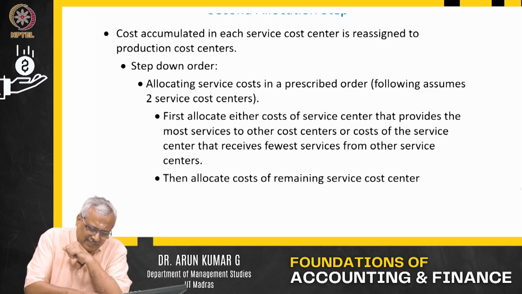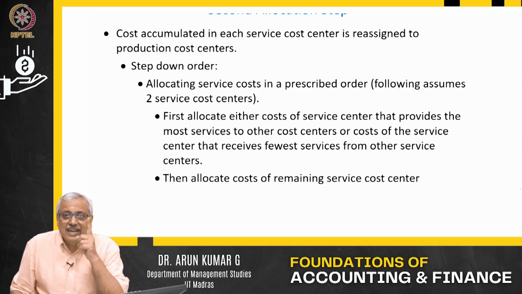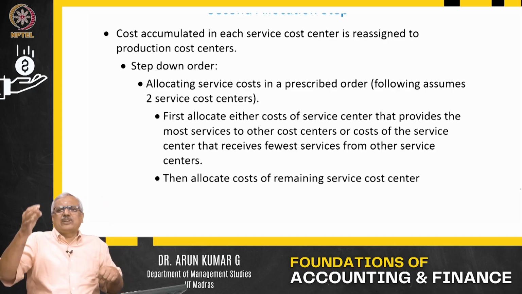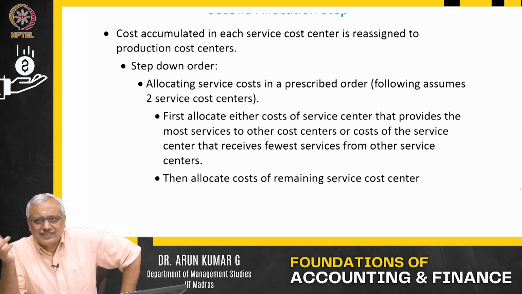First, allocate the cost to the service center that provides the most services, and then again rework on allocating the cost of that service center. Choose the service center which provides the maximum service. Timekeeping office maximum, next canteen, next administration. So, in that order you will go.